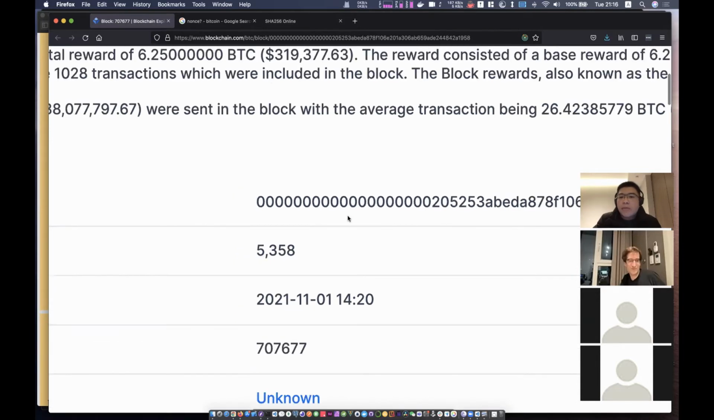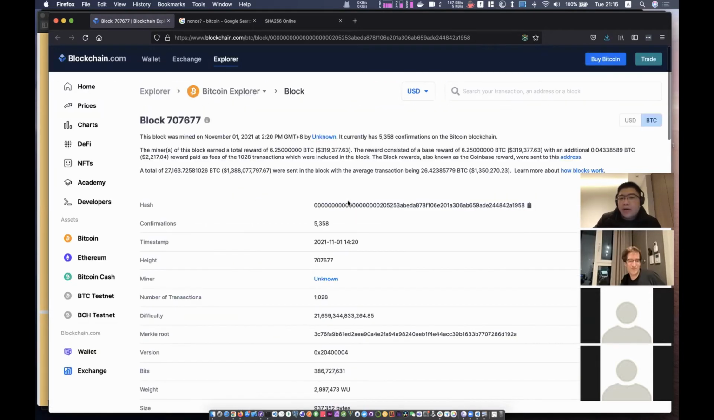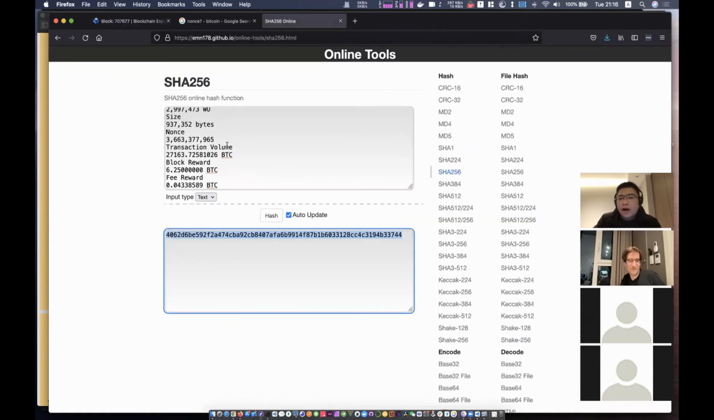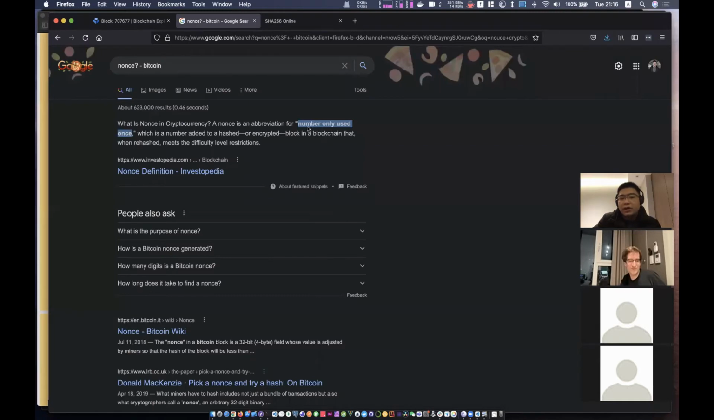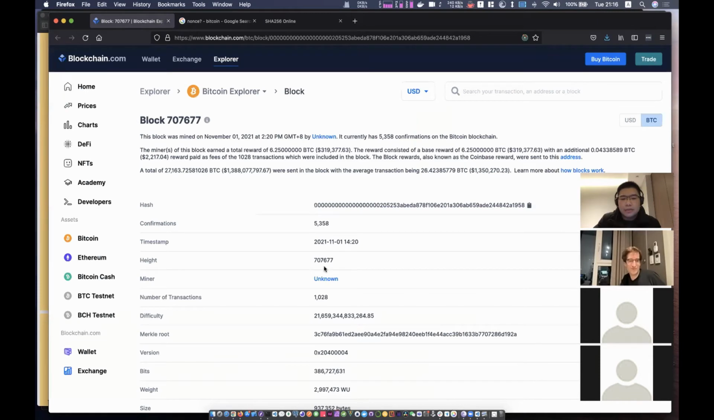So how do the miners arrive at this hash? It means that when we copy all of the information for this block into the input, something like this, right? When we copy it, the miners will have something called a nonce. What I tell you is that it is a number used only once. Okay, these numbers.